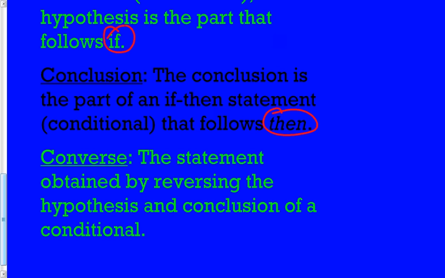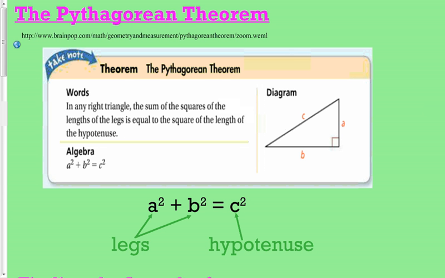And finally, the converse is a statement obtained by reversing the hypothesis and the conclusion of a conditional. So you're flipping it around. So we're going to be using the converse of the Pythagorean theorem today. But let's get into that Pythagorean theorem.